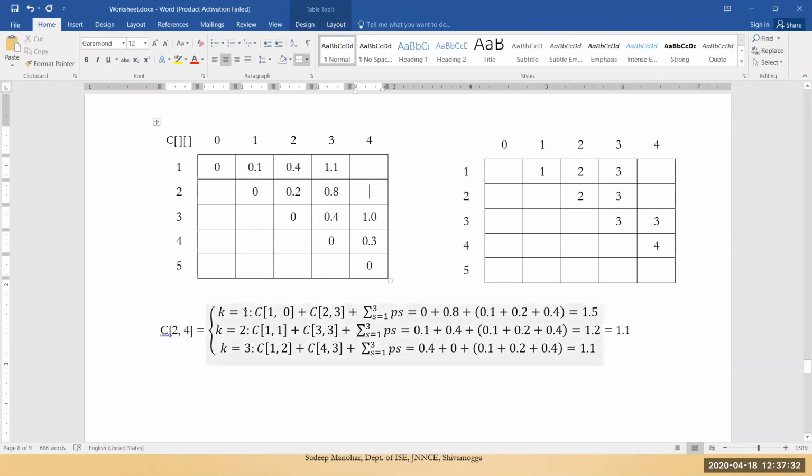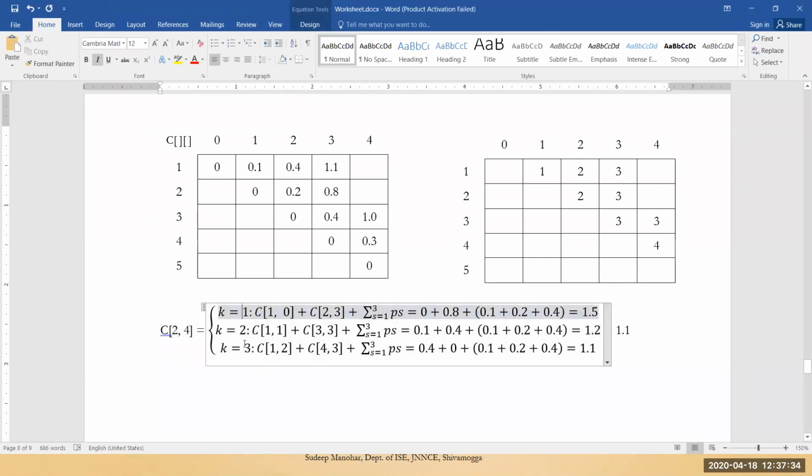So what values does k get? K gets the values from 2 to 4. That is, once it gets 2, next it gets 3, next it gets 4. Okay, fill these values. It is I is 2, k minus 1 is 2 minus 1 is 1, k plus 1, 2 plus 1 is 3, j is 4.